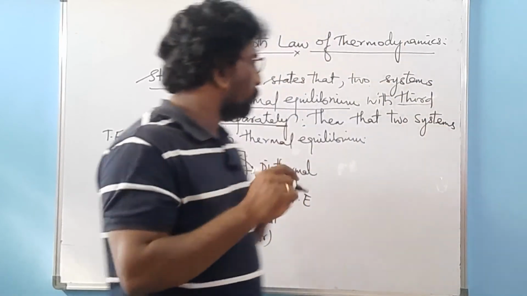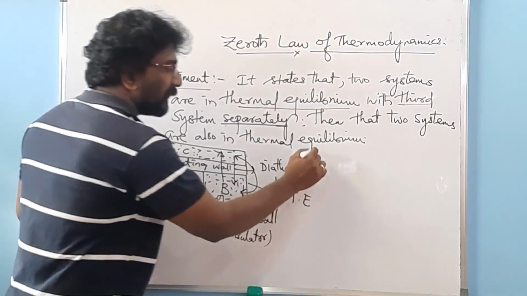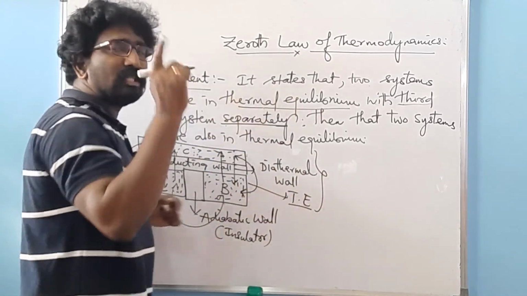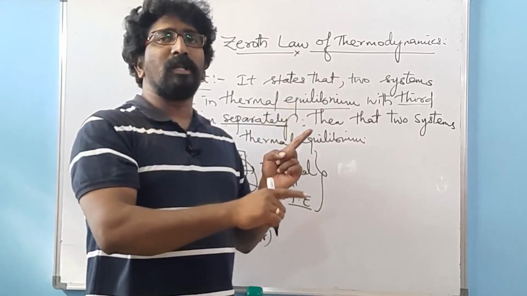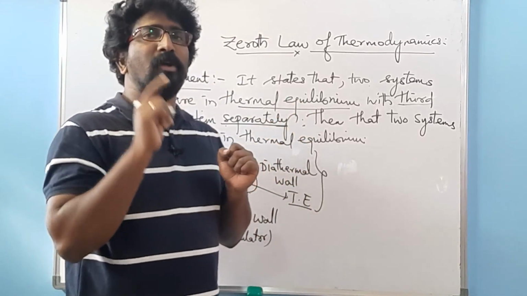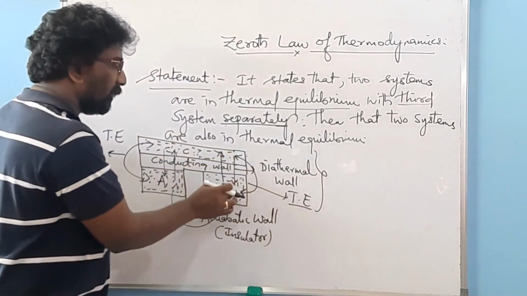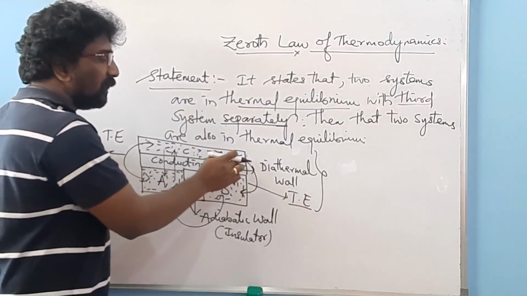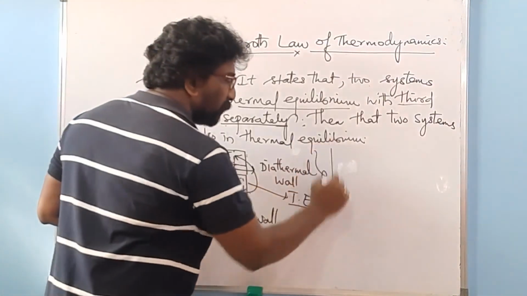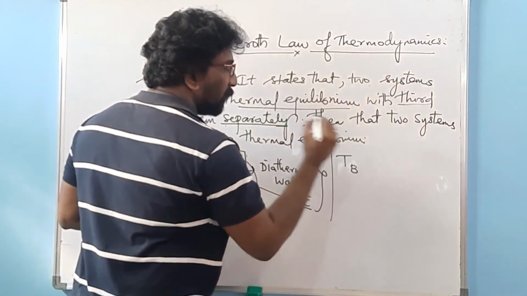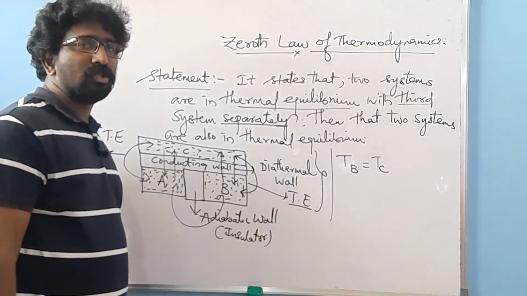So see now, once system B and system C come into thermodynamic equilibrium, I know that thermodynamic equilibrium is satisfied when the system is in mechanical equilibrium, or thermal equilibrium, or chemical equilibrium. So I'll take one example, that is thermal equilibrium. If the two systems C and B are in thermodynamic equilibrium, it means these two systems will have the same temperature. Let the temperature of system B be equal to the temperature of system C.